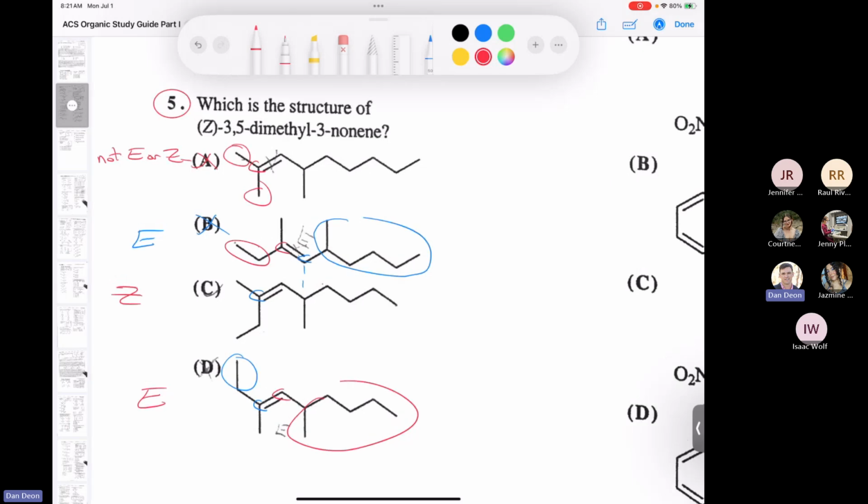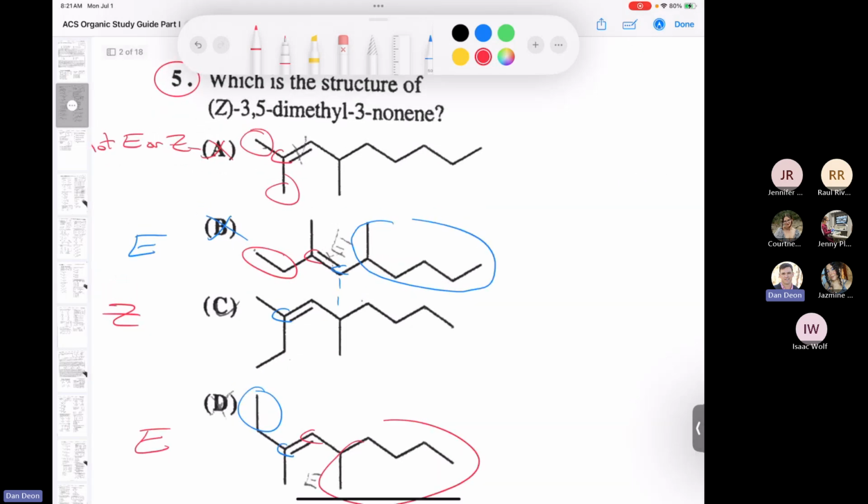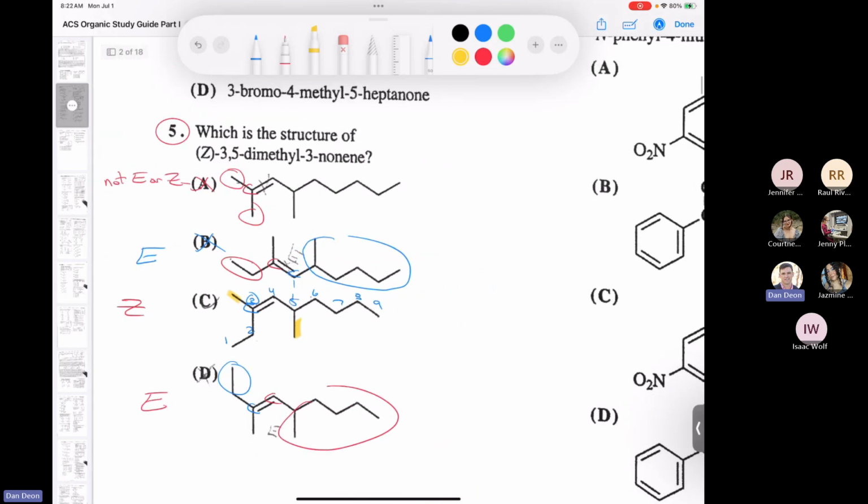But if we number the carbons in C, I'll use my blue pen. So we have 1, 2, 3, 4, 5, 6, 7, 8, 9. So that looks good. It's a 3-nonene, and then we have methyl groups at carbons 3 and 5. So yeah, it looks good to me. It's the Z-3,5-dimethyl-3-nonene.